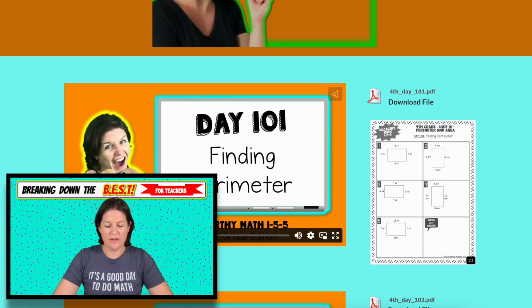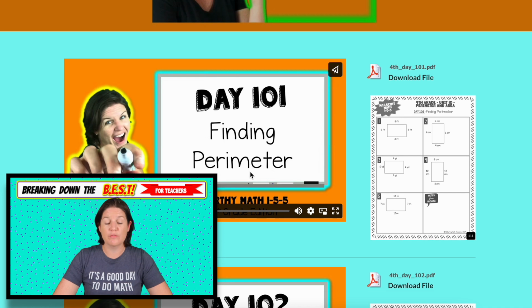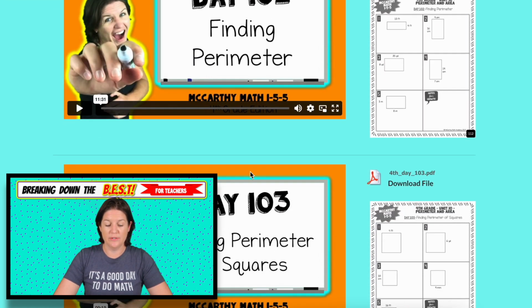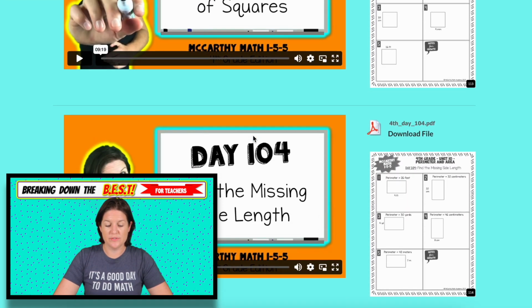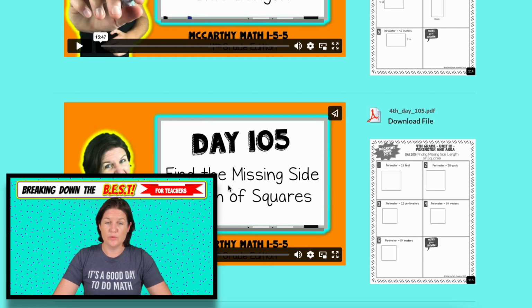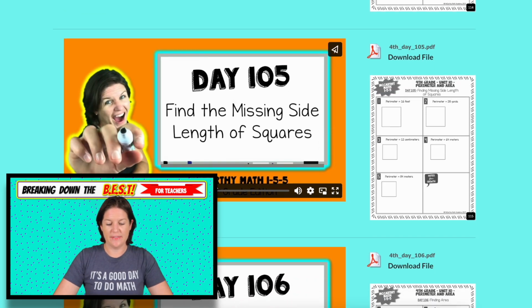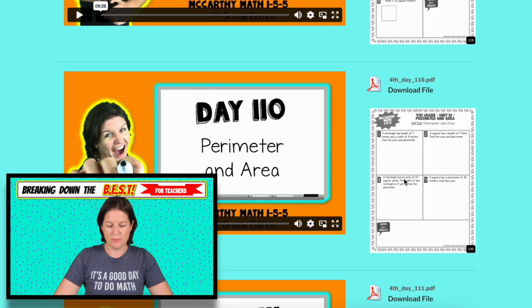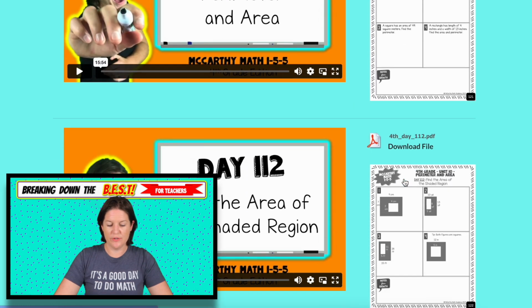you can see that we have practice finding the perimeter of rectangles, finding the perimeter of squares, finding the missing side length given the perimeter. So it's really kind of decomposing the skills, finding the missing side length of squares. You can just see the extra practice that we've got there. Lots and lots of videos for extra practice.